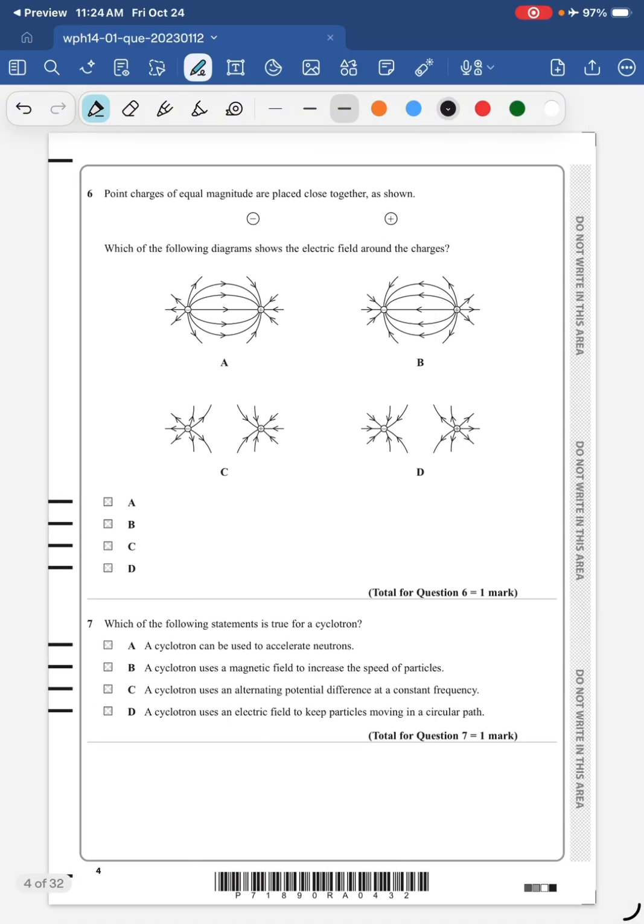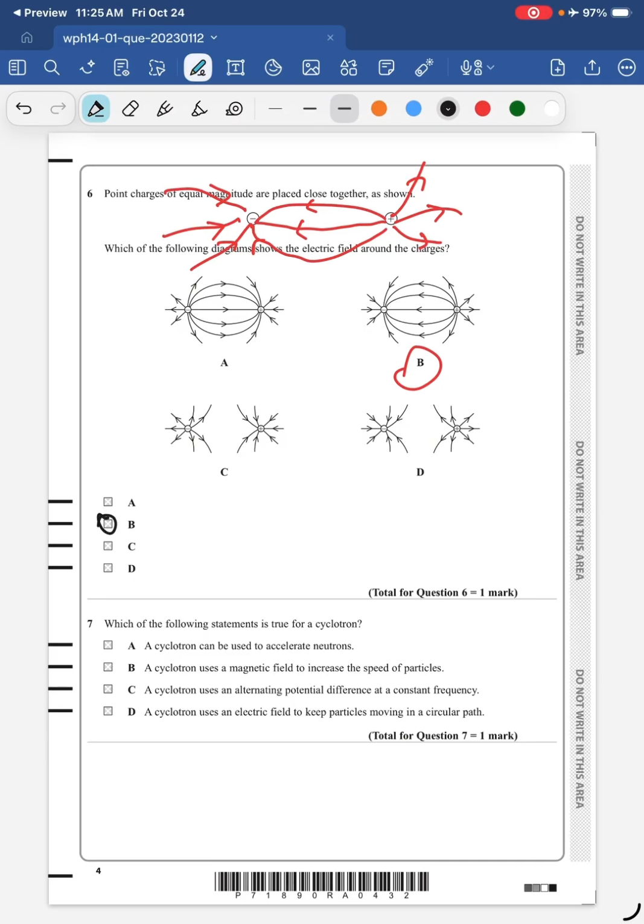So, question 6. Point charges of equal magnitude are placed close together as shown. Which of the following diagrams shows the electric field around the charges? Okay. Remember, electric field lines go from positive to negative. So they look like this. And then you have lines coming out from this side and coming into the negative charge. So the answer is B, okay?